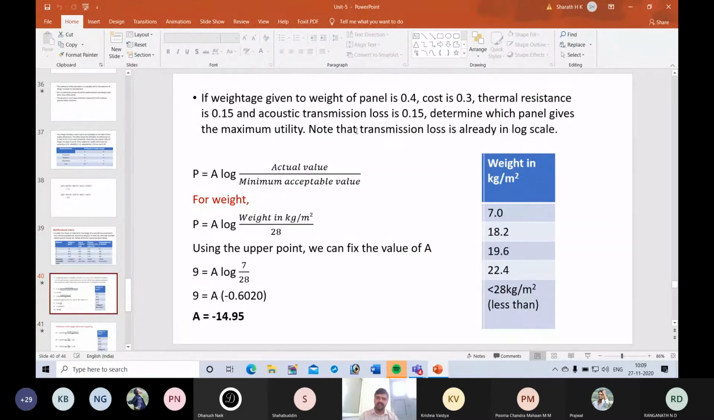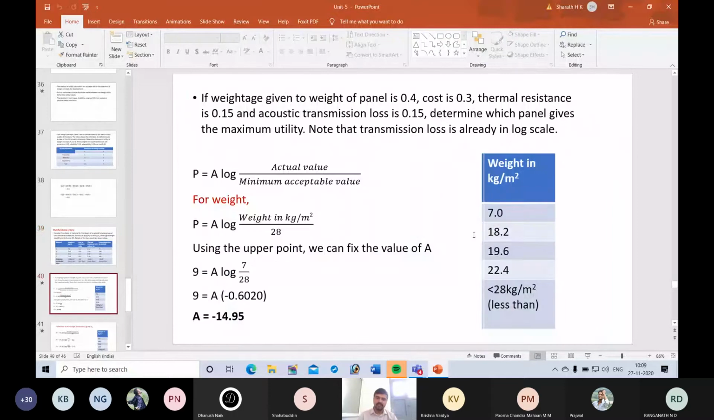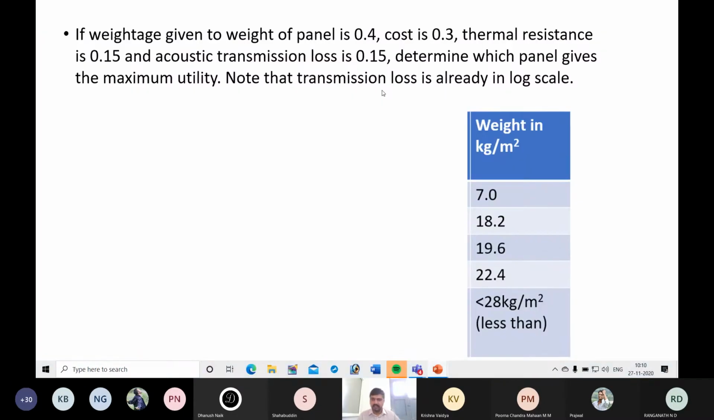So here weightage values are assigned for these 4 considerations. The weightage given to weight of panel is 0.4, cost is 0.3, thermal resistance is 0.5, and acoustic transmission loss is 0.15. Determine which panel gives the maximum utility. Note that transmission loss is already in log scale.